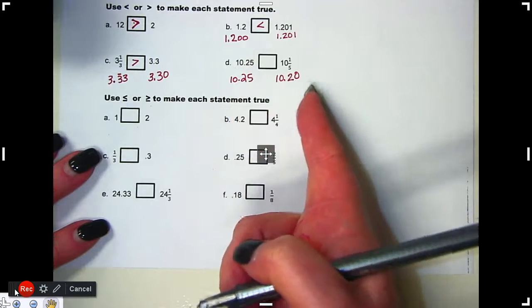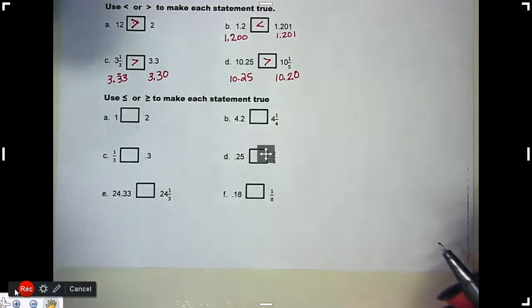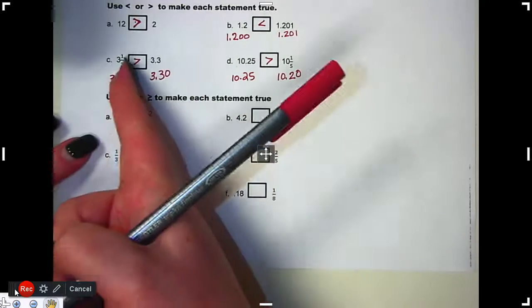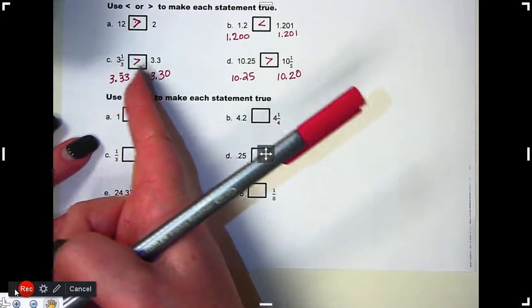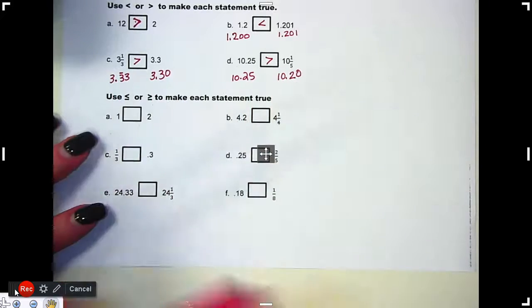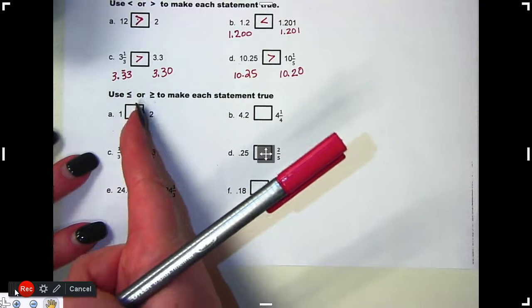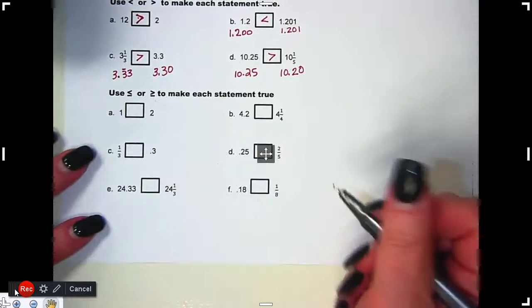$10.25 is greater than $10.20. Does that make sense? So if you're trying to compare fractions and decimals, turn the fraction into a decimal, and then make sure that you're comparing all the way out to the same place. All right, so let's use the less than or equal to, greater than or equal to to compare these two things.